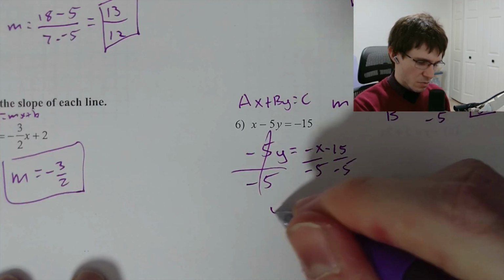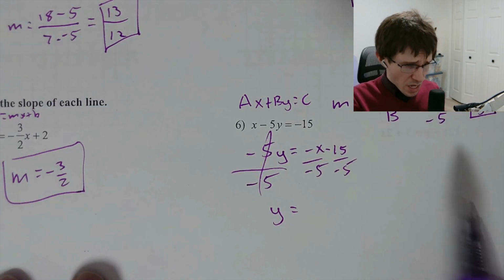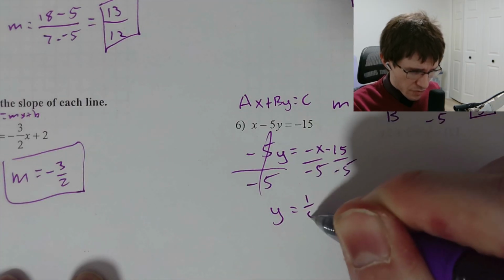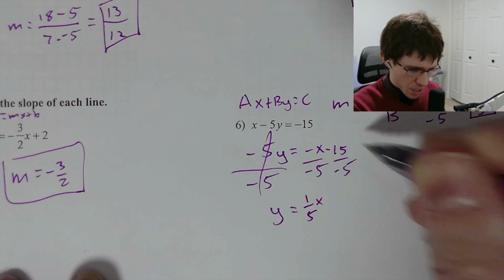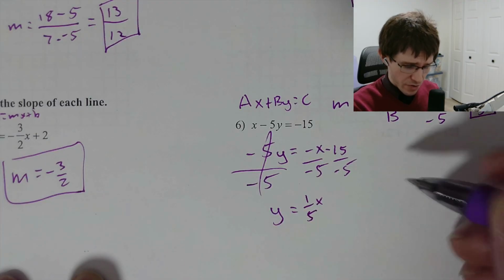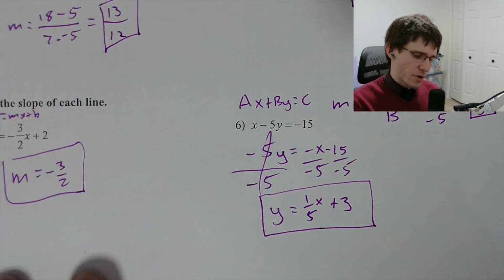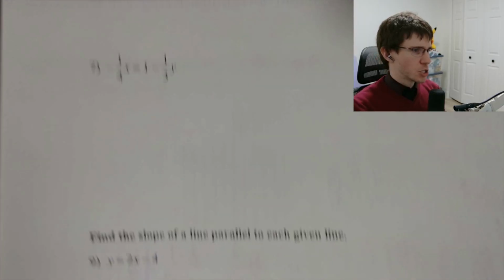These negative 5s cancel, and we get y is equal to, remember, there's that invisible 1 there. Negative 1 over negative 5 is positive 1 over 5. x, negative 15 over negative 5 is positive 3. Boom, we're done with this one. Let's move on to that next question. We're moving on to number 7. So number 7's got some brutal fractions in it, but that's okay.